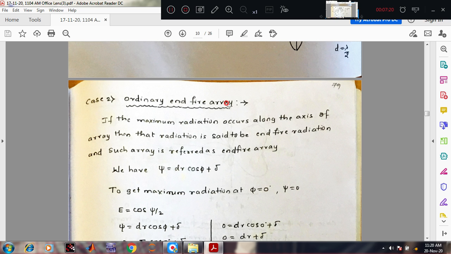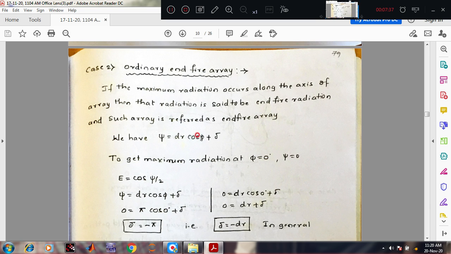That is case 2, the ordinary end fire array. The first one is the broadside array, and this is the end fire array. If the maximum radiation occurs along the axis of the array, then that radiation is said to be end fire radiation, and such an array is called an end fire array. We have psi is equal to dr cos phi plus delta. To get the maximum radiation, the angle must be 0, because it's along the axis of the array. So psi is also 0.